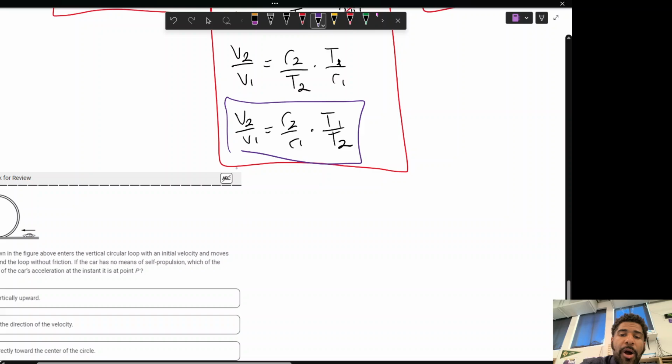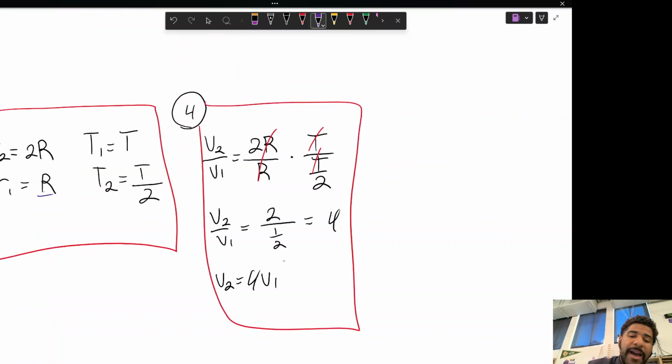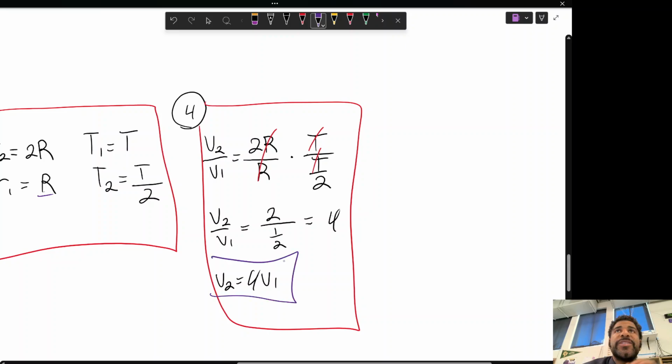And t2 is going to be t over 2. So now I'll go ahead and plug these in: 2r over r times t over 2. And if I simplify that, I end up getting that V2 is 4 times V1.